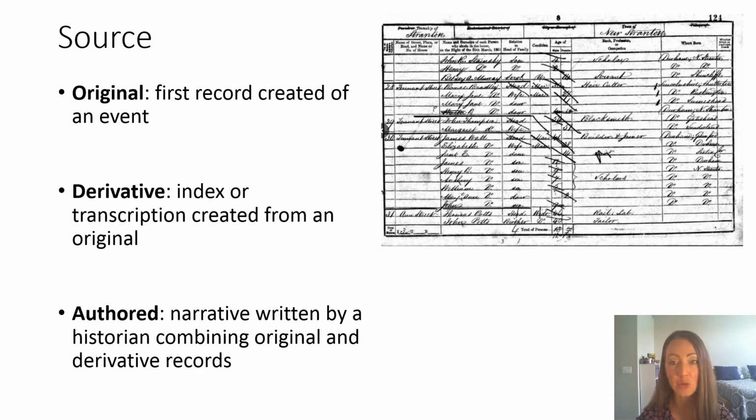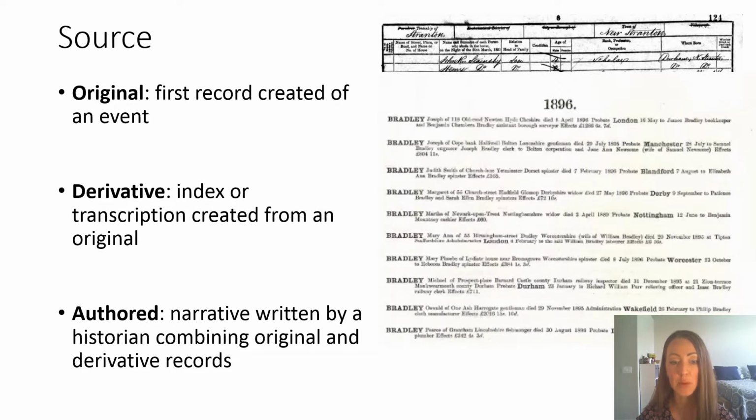Here's an example of an original record. This is a census record. It was the first record created of this residence or event. Here's an example of a derivative. This is an index to the wills in England. So you can see it's a listing of the people who have wills that was created from the original wills. So it's a derivative. There's not as much information on here as there would be on the original record.